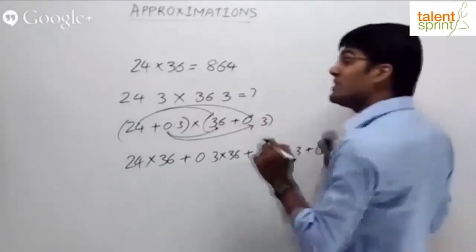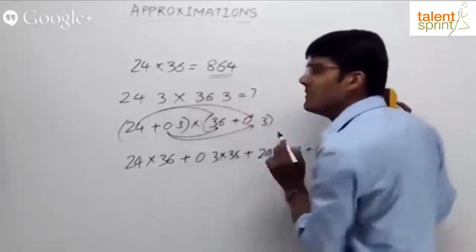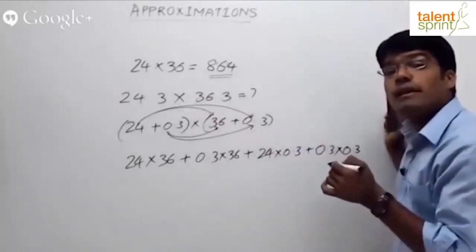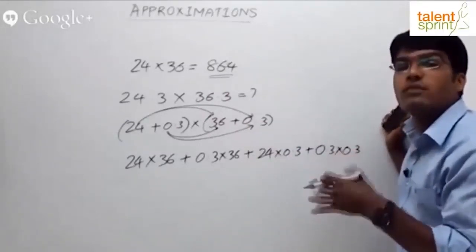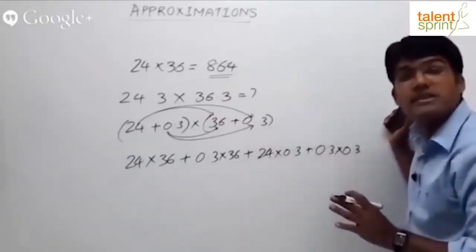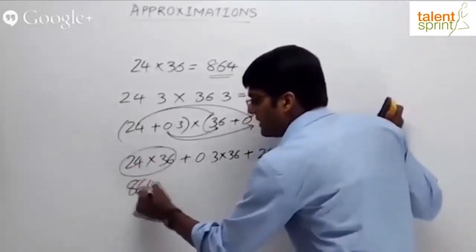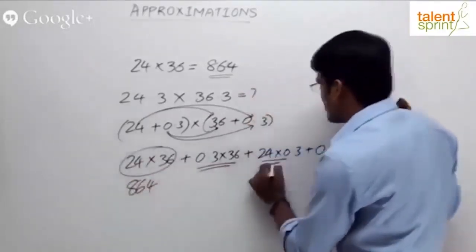Now look at this. What have we actually done? We have considered it to be approximately 864. So if there's only one option, you know the answer. But how do you get the answer when more than one option satisfies the 864 range? 24 into 36 is 864. This anyway we know. We need to take care of the remaining terms.